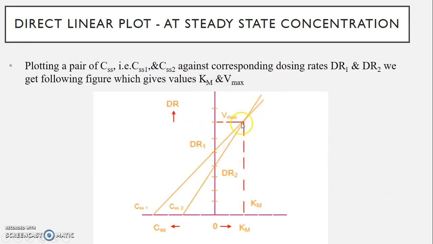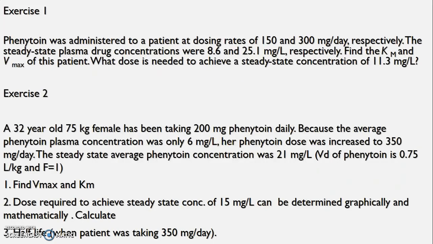So when we plot, we plot the Css against the dosing rate, and the lines have to join on the other side. Where the lines intersect, we take the maximum dosing rate, that is the maximum velocity Vmax, and at the same time we can get the Km value also. So in this way we will be calculating the Vmax and Km. These are the two exercises you can try to do by yourself.